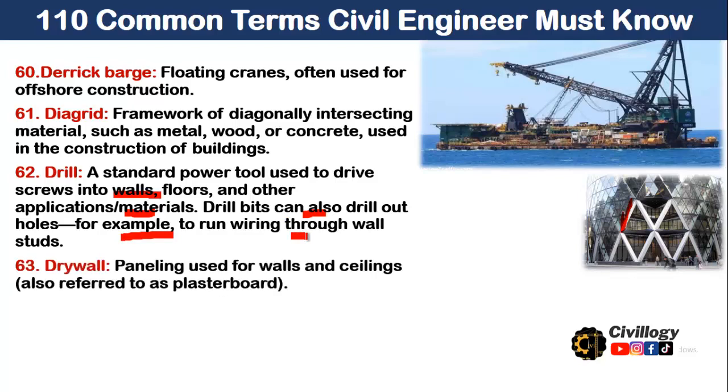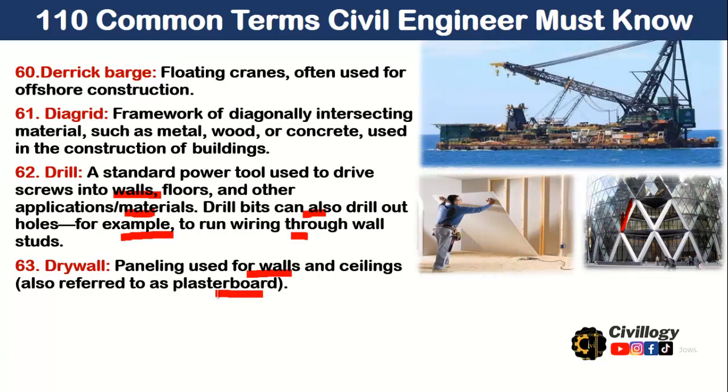Okay. Point number 63 is drywall. What is drywall? Paneling used for walls and ceilings, also referred to as plasterboard, as you can see over here, which is used for aesthetic purposes and for covering purposes, and is called drywall.